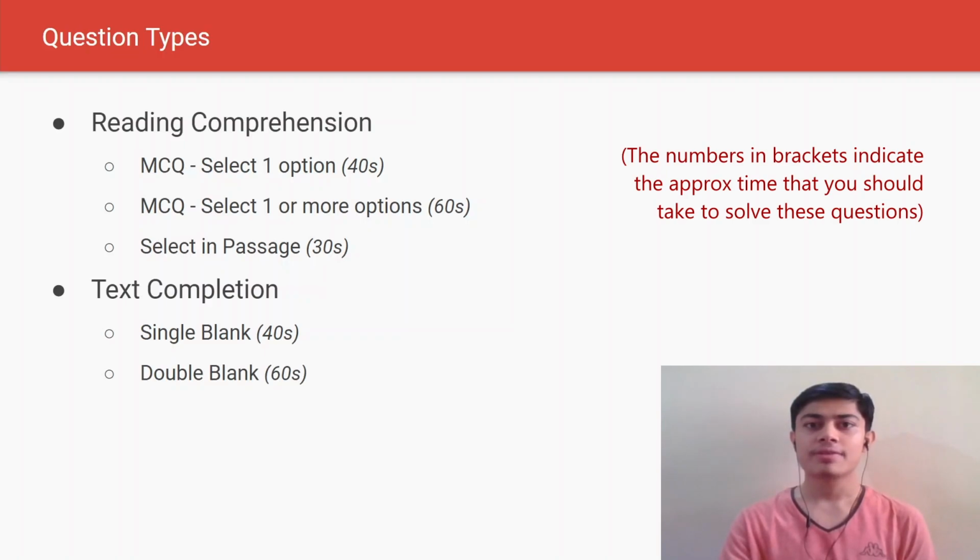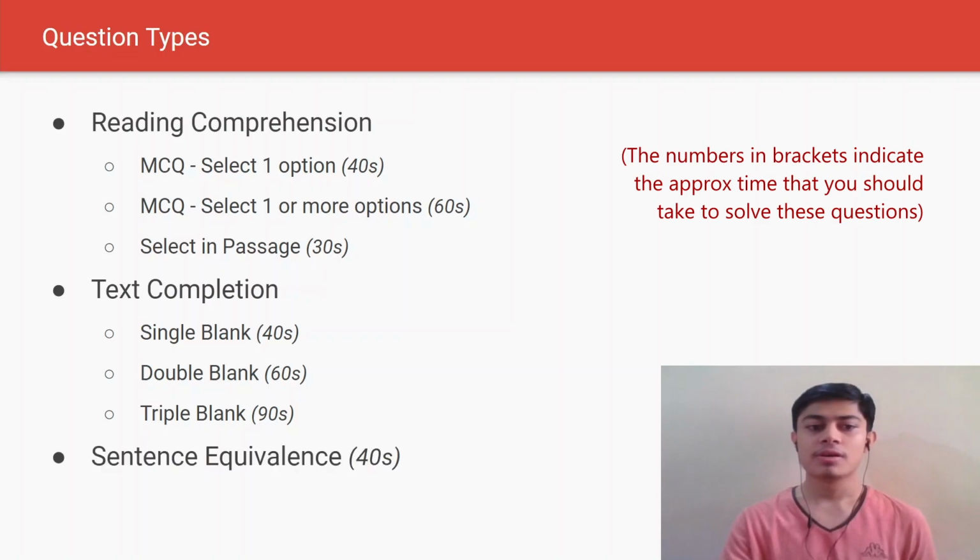In this, you will have 2 blanks and 3 options for each blank. You have to select the correct answer for both the blanks and you will not be given marks for partially correct answers. Next comes the triple blank. Again, you will have 3 blanks and 3 options for each blank and only 1 correct answer per blank. Finally, we have the sentence equivalence type, which includes 6 options and you have to select 2 correct options, which are synonymous words. Both the words which you select have to mean the same thing and they have to fit the blank aptly.